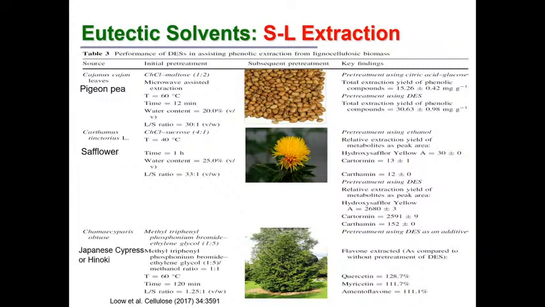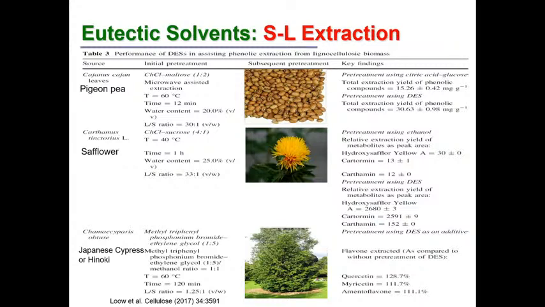So here we have some examples of eutectic solvents in the extraction of phenolics. We have pigeon pea, Cajanus cajan, the leaves of pigeon pea, using choline chloride with maltose, which is a sugar type, using microwave. We have some fixed conditions here, 60 degrees, 12 minutes, that's a fast one. You have 20% water in it, which is a high quantity of water, and a liquid-solvent ratio of 32:1. And you have a doubling of the extraction compared with citric acid glucose.